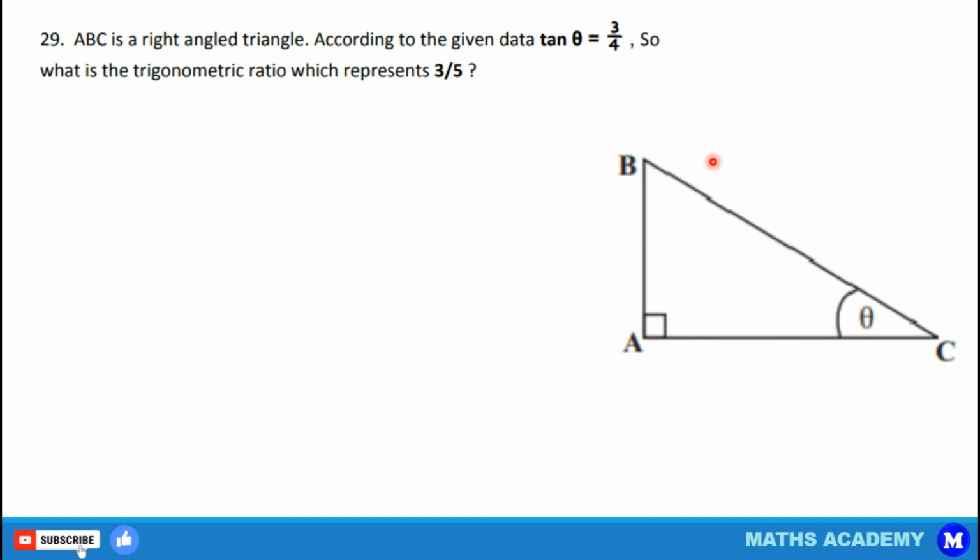Now we should find this hypotenuse side. So using the Pythagoras theorem, you can find the value of this hypotenuse side, because the Pythagoras theorem says this length squared and this length squared will be equal to the square of this length. So now let's include the values. This is 3 and this is 4, and then using the Pythagoras theorem, let's find this value and then let's find out what's the trigonometric ratio that represents 3 over 5.